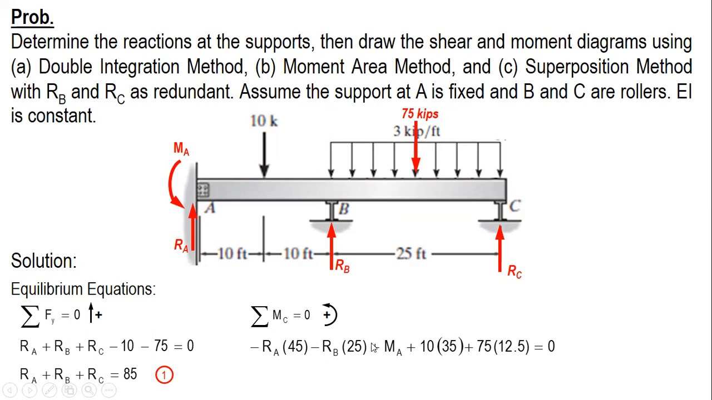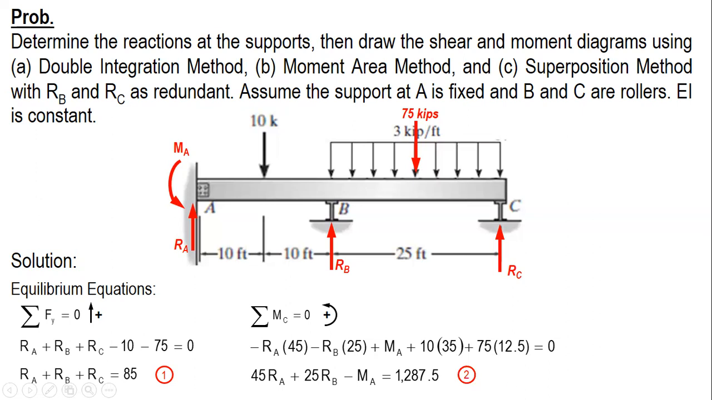MA is counterclockwise, so positive. The 10 is counterclockwise, so positive. 10 force times distance, 35. And then the last one, 75 kips counterclockwise, so positive. The distance is 1/2 of 25, that's 12.5. And then we simplify. Okay, so this is our equation number 2.